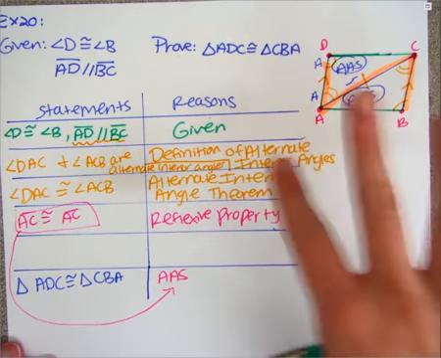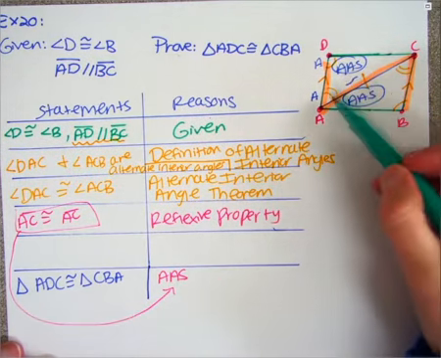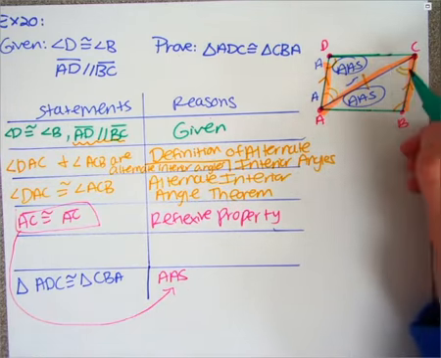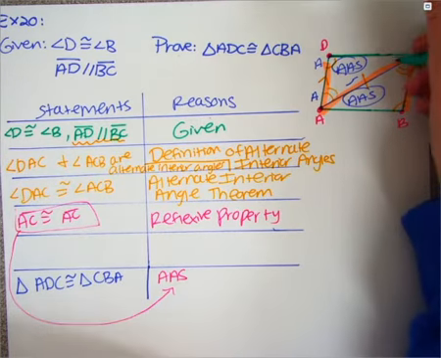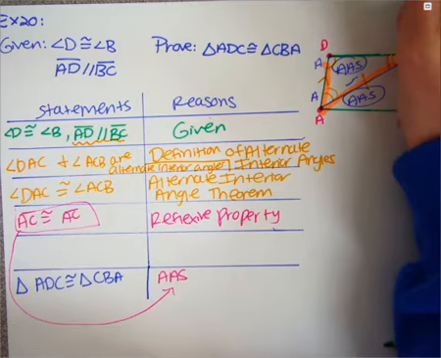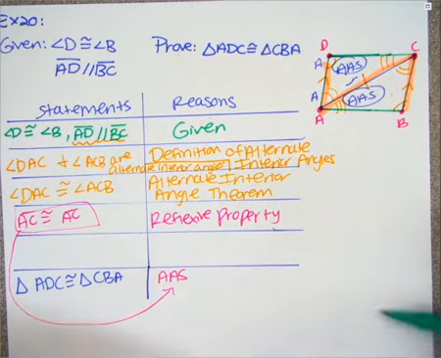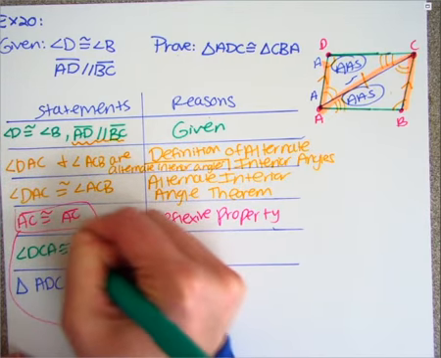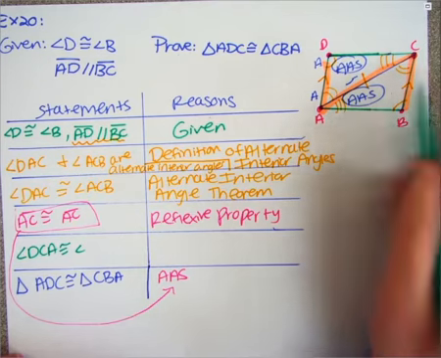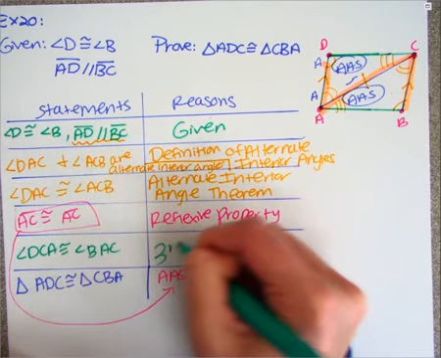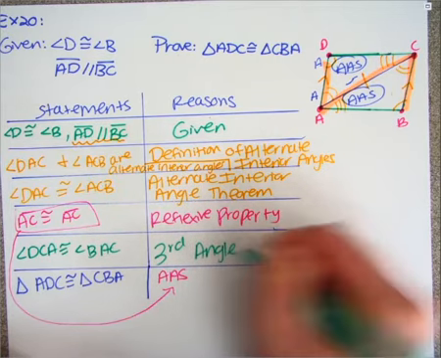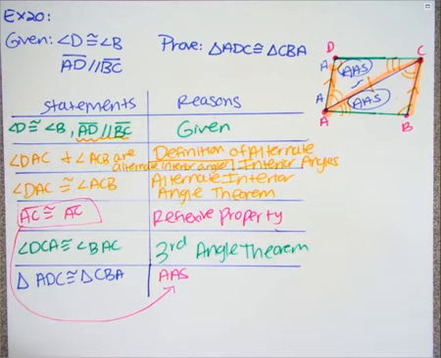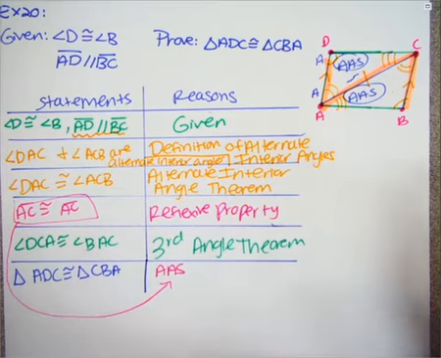I don't have vertical angles, so no vertical angles, but since I know two angles are congruent in my triangle, that means that the third angles would also have to be congruent by the third angle theorem. So I could also mark in these angles as congruent by my third angle theorem. So I could say angle DCA is congruent to angle BAC by the third angle theorem. Which, with the third angle theorem, guess what, you guys? There's yet another way I can show these triangles are congruent.